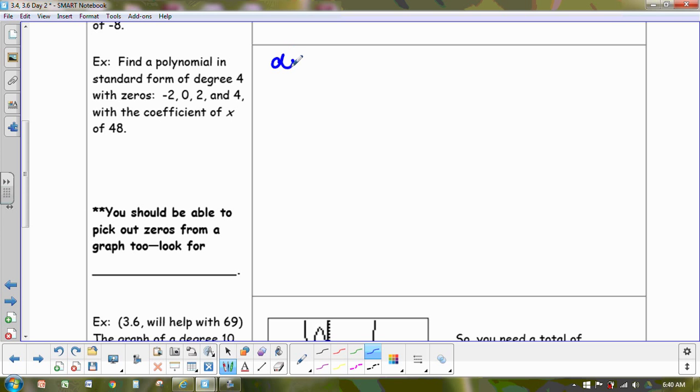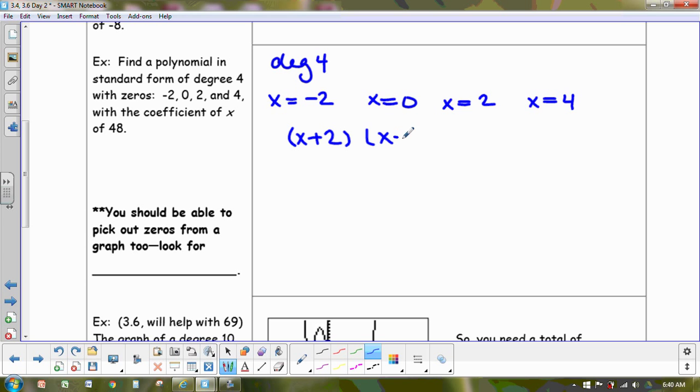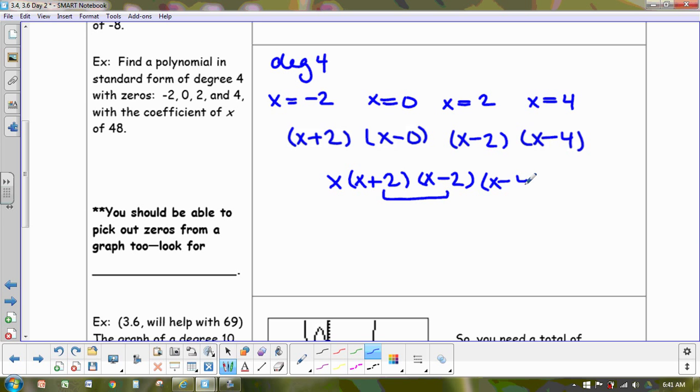Okay, so they're telling us degree 4, standard form. So turn all these zeros, x equals negative 2, x equals 0, x equals 2, x equals 4. I need to turn those into factors. So x plus 2, we switch the sign. x, because x minus 0 is just x still. x minus 2, x minus 4. I would rearrange that if I were you. So I would put the single x first, and then x plus 2, x minus 2, because those are going to be nice to FOIL out, and then x minus 4.